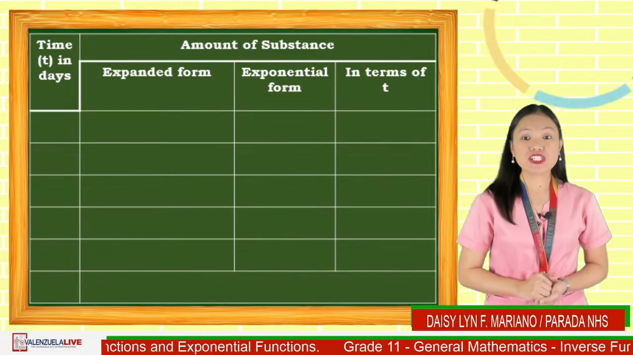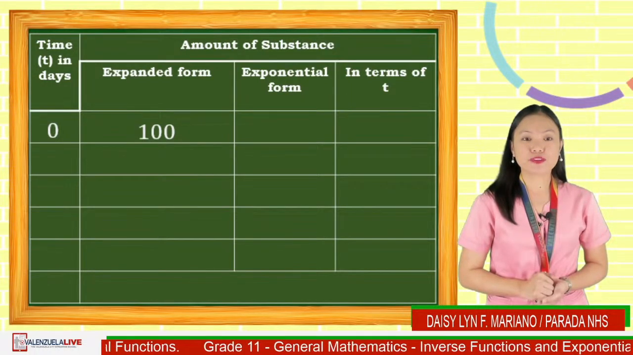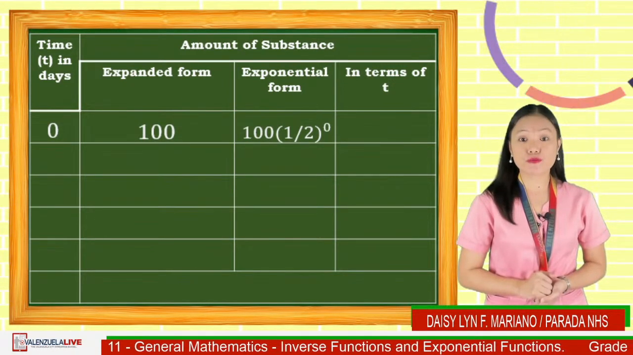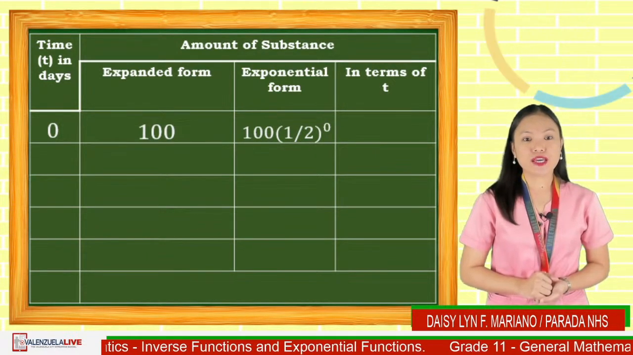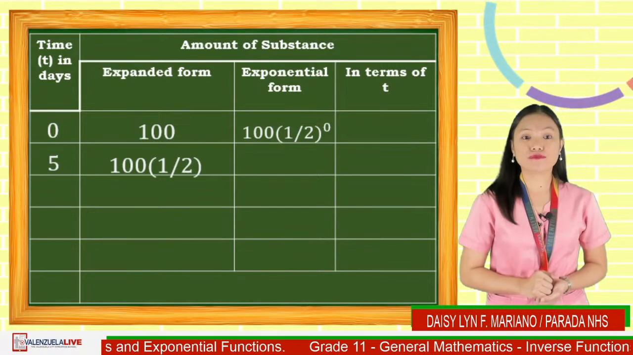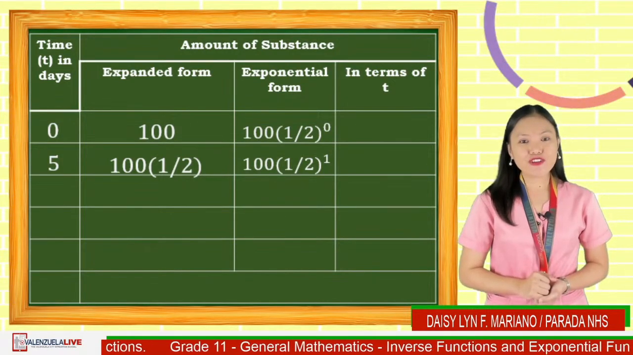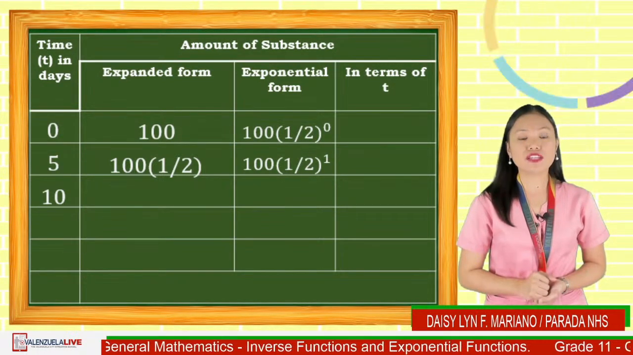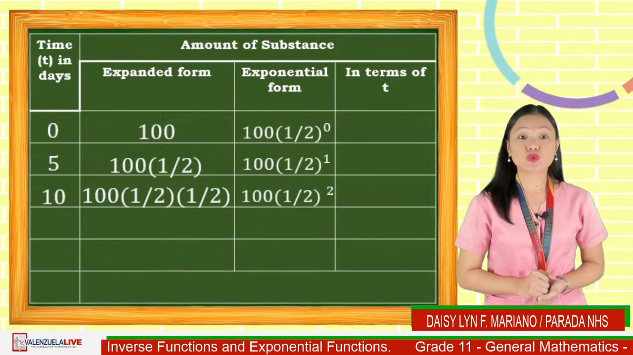From the problem, where initially that is t is 0, there were 100 grams in expanded form. And 100 times 1 half raised to 0 in exponential form, since the half-life of the substance has not taken place yet. After 5 days, the half-life, which represents 1 half, gives 100 times 1 half in expanded form. And 100 times 1 half raised to 1 in exponential form. Another 5 days makes t equal to 10. The amount of remaining substance will be 100 times 1 half times 1 half, which is similar to 100 times 1 half raised to 2.